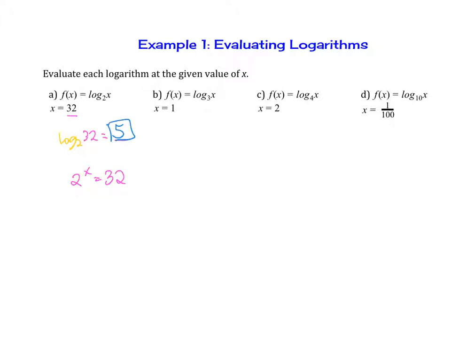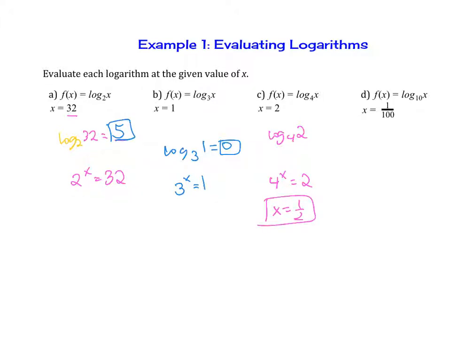One way to do it is to rewrite it and then evaluate it at that point. So log base 3 of 1, that's 3 to what power equals 1? Well, that is 0. Let's look at the next example. Log base 4 of 2. So 4 to what power equals 2? Well, that is 1/2.